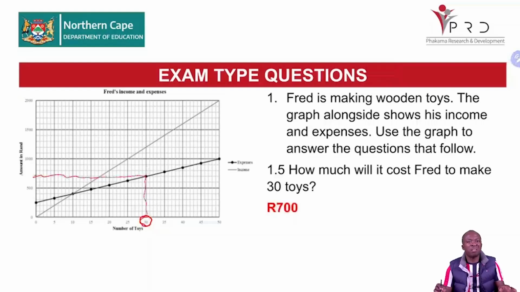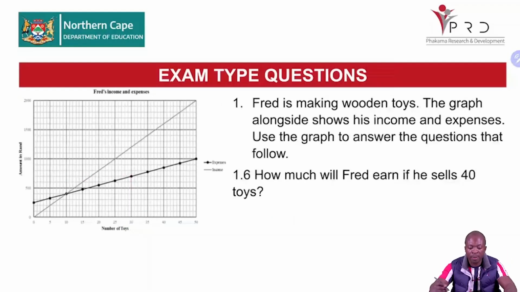It is not very difficult. Just be patient and look at what I'm doing. Whenever you get to the exam center and you see such questions, you are going to score. You are going to be fine. How much will Fred earn if he sells 40 toys? So now we are selling how many toys? 40. So let's figure it out. How should we do it?